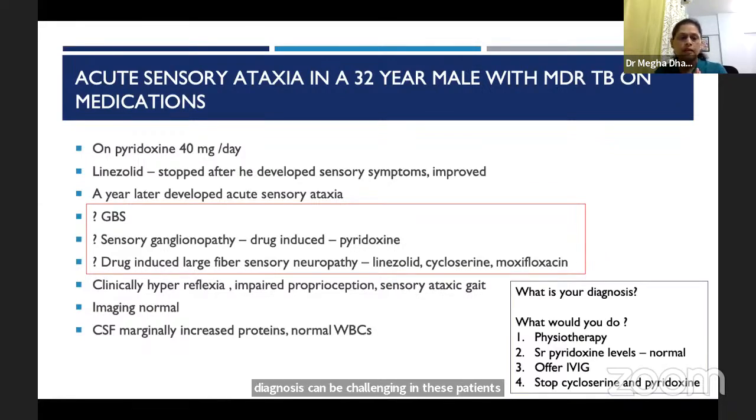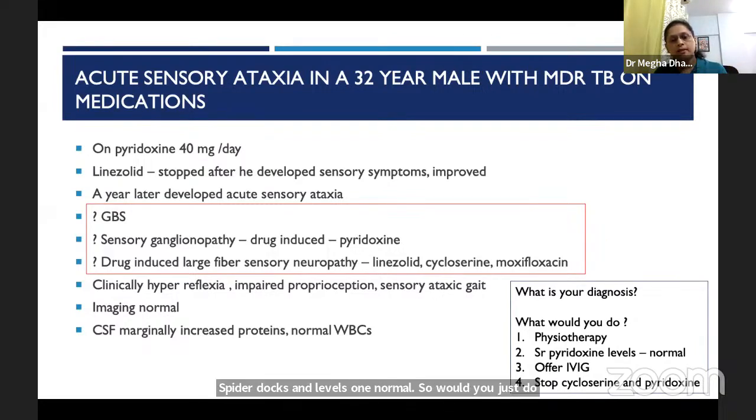This patient had, in fact, impaired proprioception and a sensory ataxic gait, but he was hyperreflexic, and I could not explain why his reflexes were not absent. So we did his imaging, and the spinal cord imaging was normal. CSF had marginally increased proteins. And the question is, what do you do? Do you offer IVIG? Pyridoxine levels were normal. So would you just do physiotherapy?